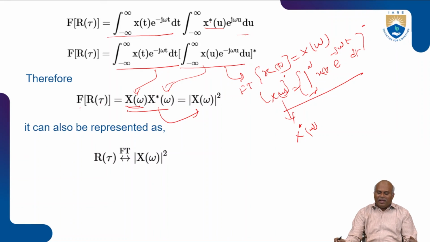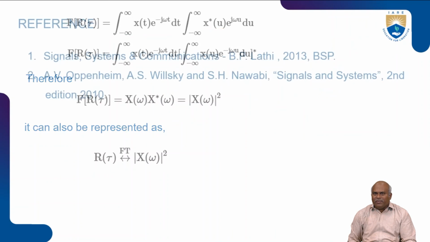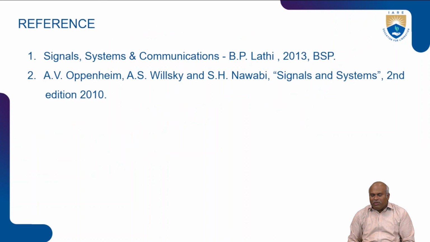So the Fourier transform of the autocorrelation function r of tau is equal to mod of x of omega whole squared. Up to this much, I have completed this section. I refer to these properties from Signals and Systems by B. P. Lathi and A. V. Oppenheim.